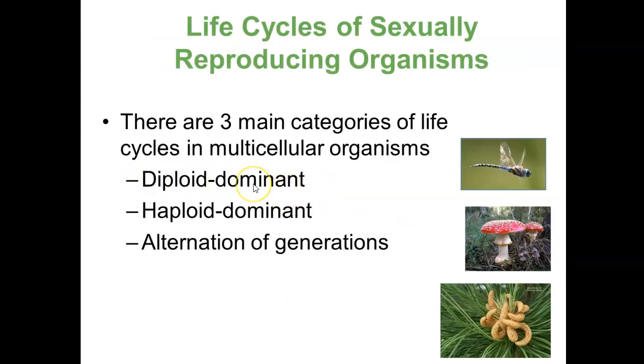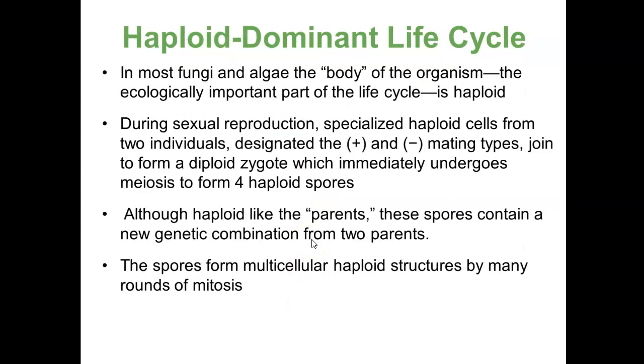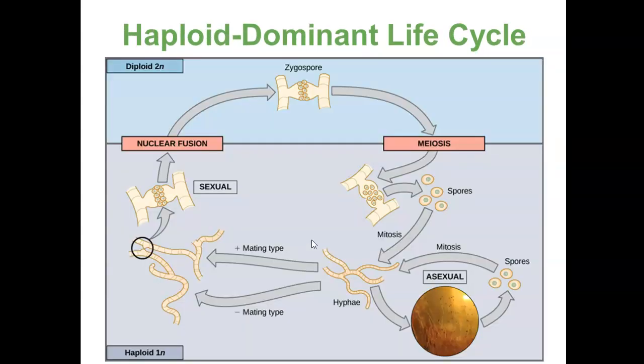So we've got these 3 different life cycles. There's one that's diploid dominant, that's animals. There's one that's haploid dominant, that's most fungi. And then there's one where both of these exist as nominally dominant forms, and that's alternation of generations, which is typical of plants. So let's look at the diploid dominant life cycle first. This is most animals right here.